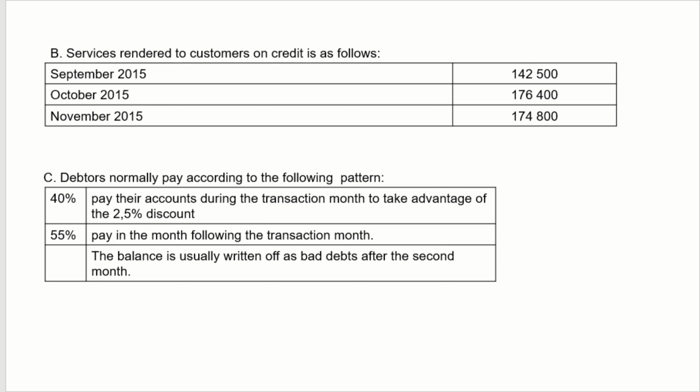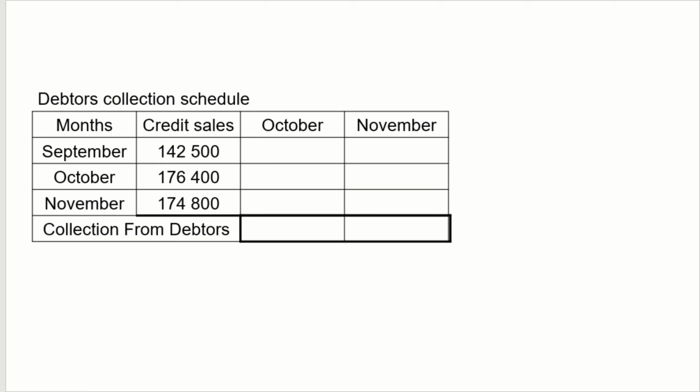So now they said the debtors normally pay according to the following pattern. 40% of debtors pay their accounts during the transaction month to take advantage of the 2.5% discount, and 55% pay in the month following the transaction month, and the balance is usually written off as bad debts after the second month following the month of purchase of sale, obviously. Then this is the format we're going to be using.